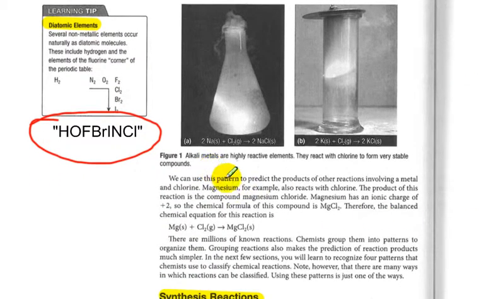Okay. We could use this pattern to predict the products of other reactions involving metal and chlorine. Magnesium, for example, also reacts with chlorine. The product of this reaction is the compound magnesium chloride. Magnesium has an ionic charge of +2, as you see from your pink periodic tables. So the chemical formula is MgCl2. Chloride, the chloride ion, is negative.